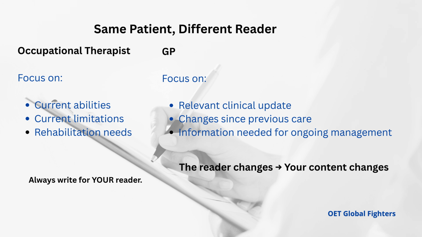The OET guide gives essentially this comparison. If an occupational therapist is receiving a patient for rehabilitation, the letter needs to explain the patient's current abilities and limitations. But if the patient's regular GP is receiving an update, the information needs to be presented as an update from what the GP already knows. So don't ask, what information do I have? Ask, what information does this reader need? That small change in thinking can make a huge difference.